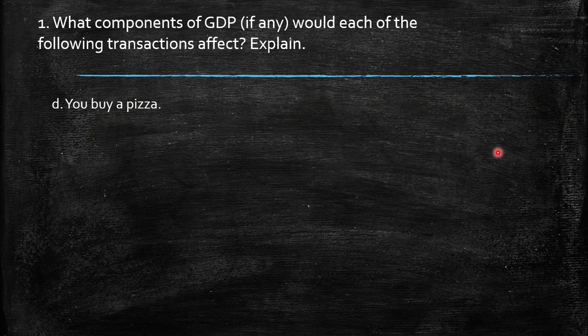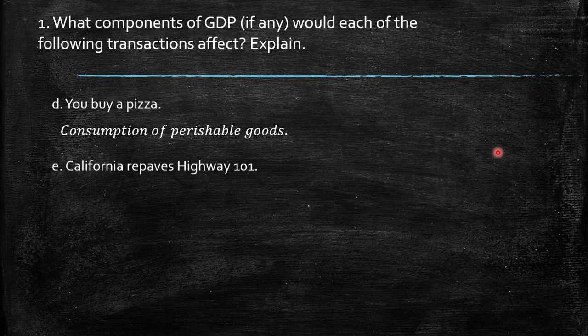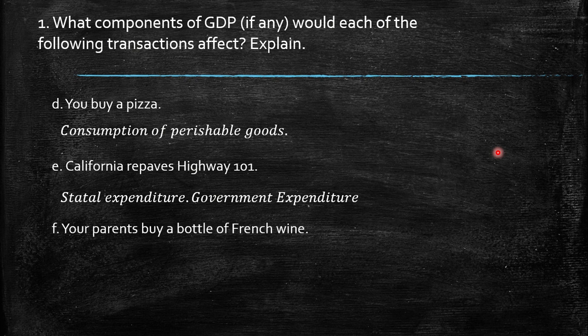D. You buy a pizza. Naturally, this is consumption of perishable goods, and it is counted for the GDP. And E. California repaves Highway 101. So then we are talking about state expenditure, so government expenditure. Naturally it should be inside government expenditure.